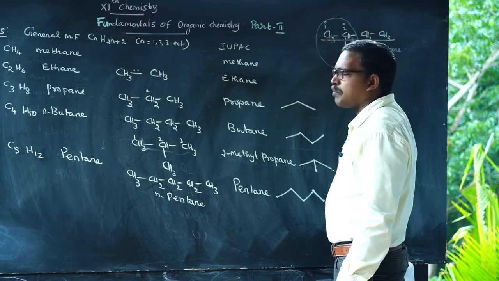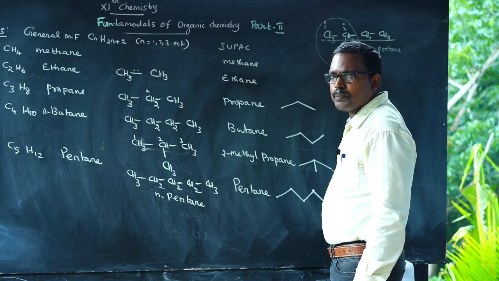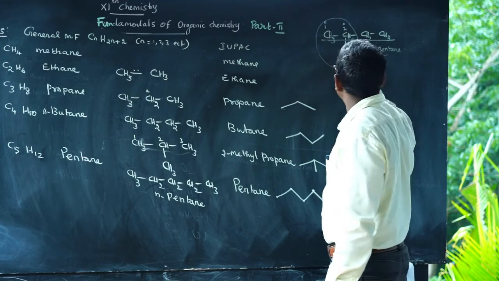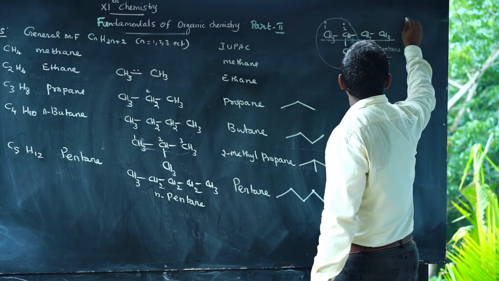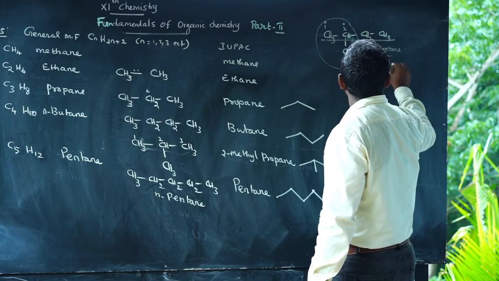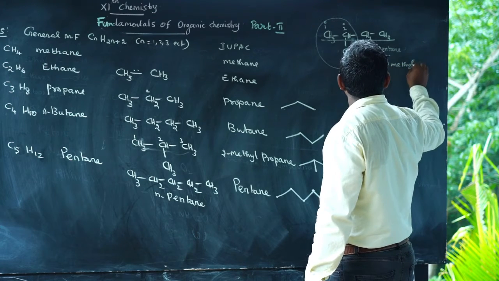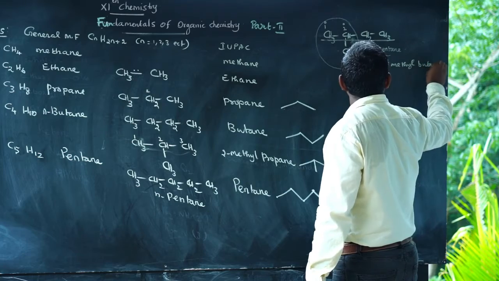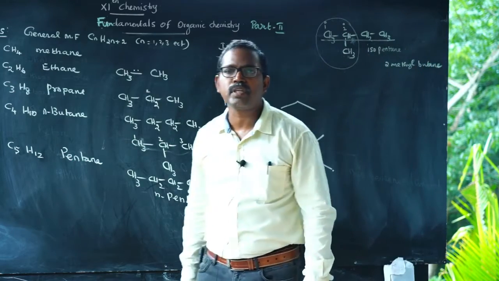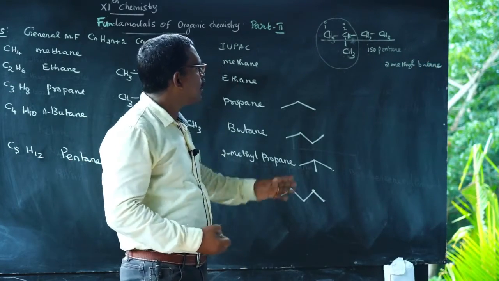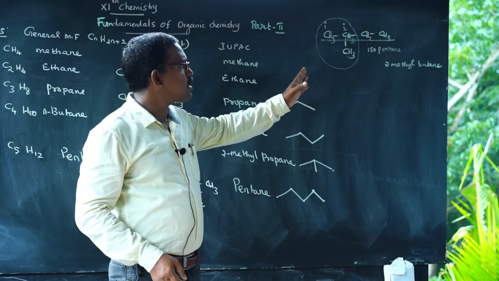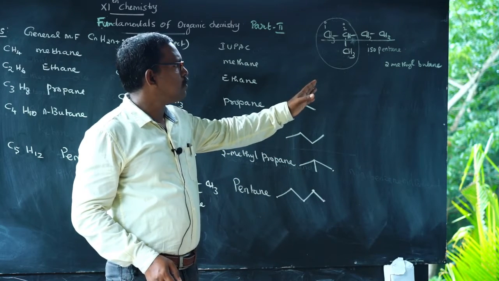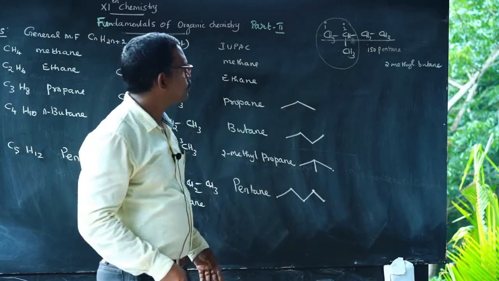In the second carbon atom, a methyl group is present. Therefore, the IUPAC name of the compound is 2-methyl butane. Common name isopentane, IUPAC name 2-methyl butane.